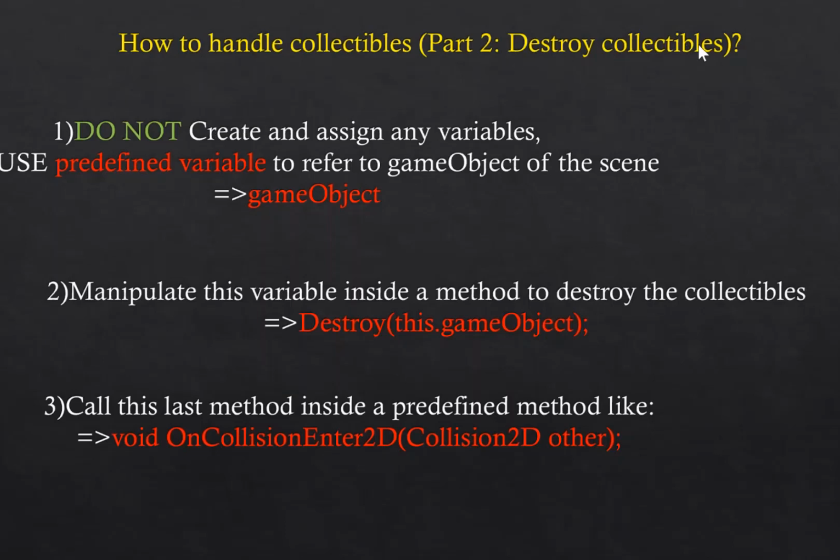How to destroy your collectibles? You must first certainly not create or assign any variables, because Unity creates some predefined variables and uses them to refer to the game object of the scene. This variable is called gameObject. Second, manipulate this variable inside the method to destroy the collectibles using the Destroy method. Third, call this last method inside a predefined method like OnCollisionEnter2D.